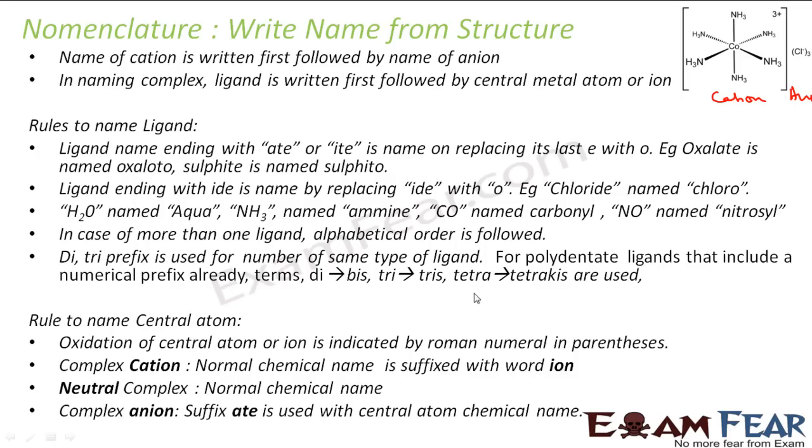In this part also, ligands are written first. So I have the first ligand, and this is NH3. So NH3 is what? Amine. There are 6 NH3, so it will be hexamine. And there is no other ligand, so alphabetical order is not required. So first I will write hexamine. Okay, my ligand is done.